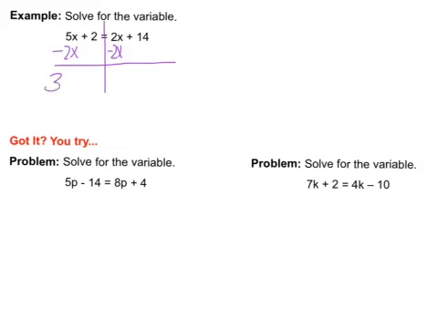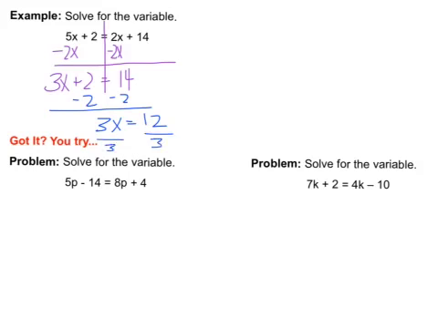So I have 3x plus 2 equals 14. Now I only have one variable, but I need to get all my constants on the other. So I'm going to minus 2. Now I get 3x equals 12. And then we need to solve, so divide by 3. X equals 4. However, don't forget to check your answer.